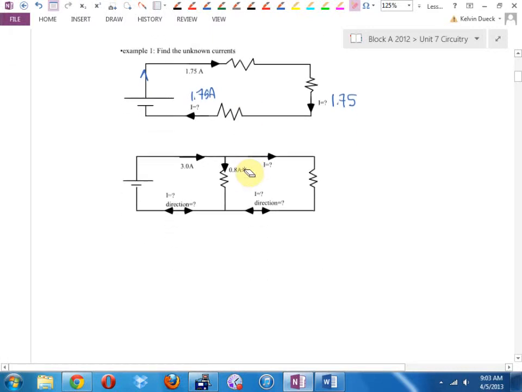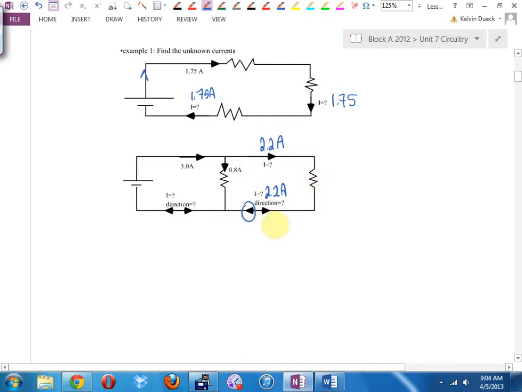Let's do a bit of a trickier one. Can you tell me the total current leaving the battery? 3 amps? Okay. 0.8 amps apparently went down. How many amps must there be right here? Gotta be. How many amps on the bottom right here? 2.2. Direction. Which way is the current flowing down there? To the right or to the left?